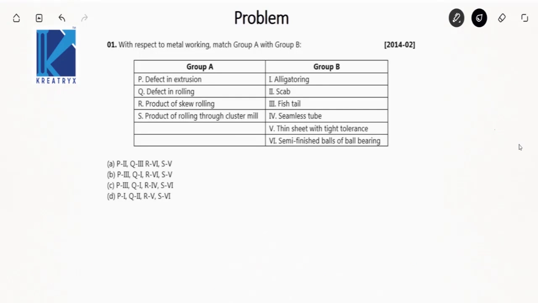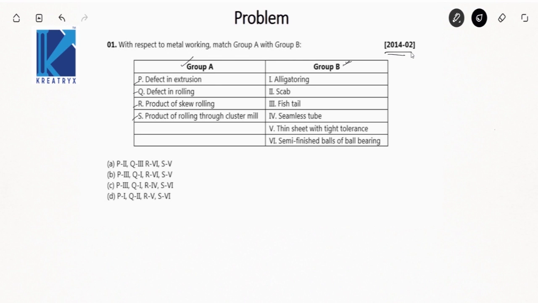Some previous year questions from the chapter metal forming. Now you can see that this is a question from GATE 2014. This is a match the following question. In group A they have mentioned defect in extrusion, rolling, and the products of skew rolling and rolling through cluster mill. And in group B they have also given some data.